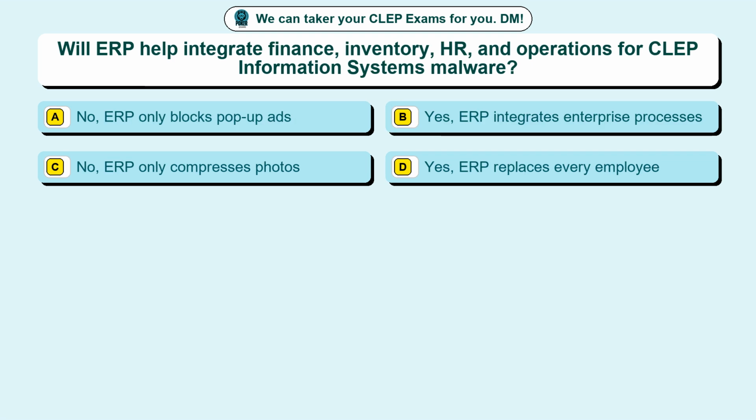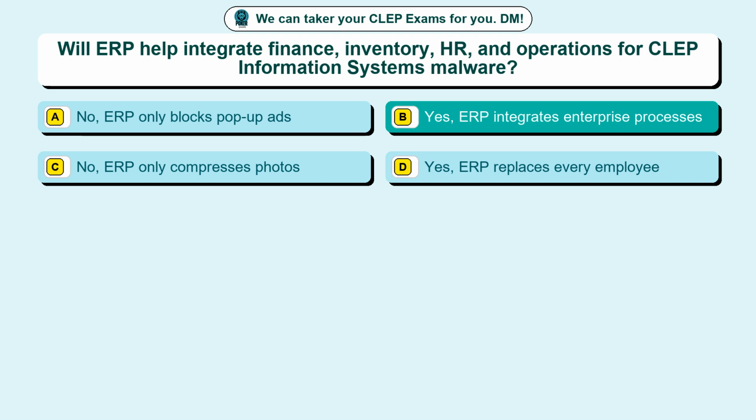Question 14. Will ERP help integrate finance, inventory, HR, and operations for CLEP Information Systems? Option A. No, ERP only blocks pop-up ads. Option B. Yes, ERP integrates enterprise processes. Option C. No, ERP only compresses photos. Option D. Yes, ERP replaces every employee.